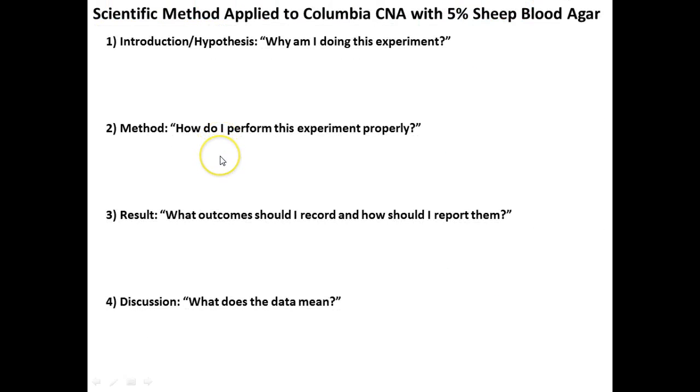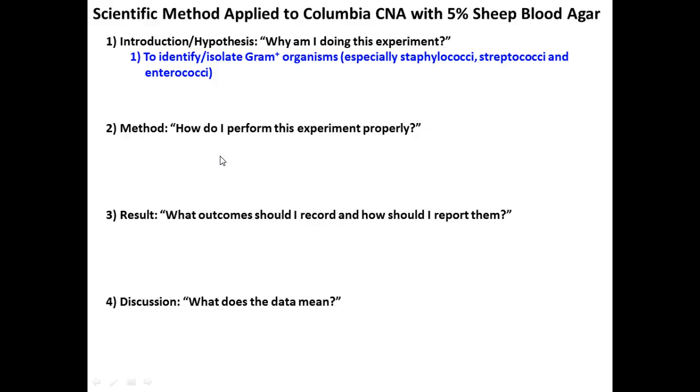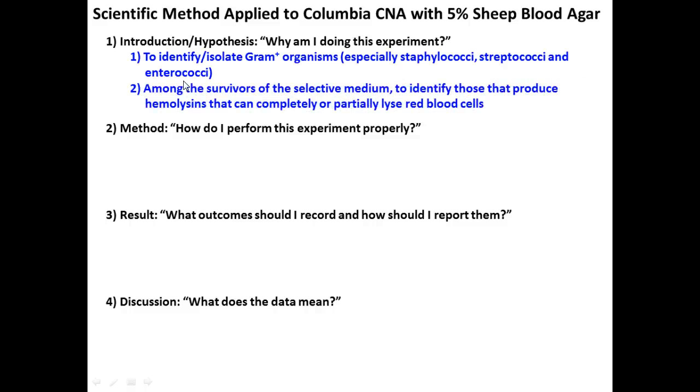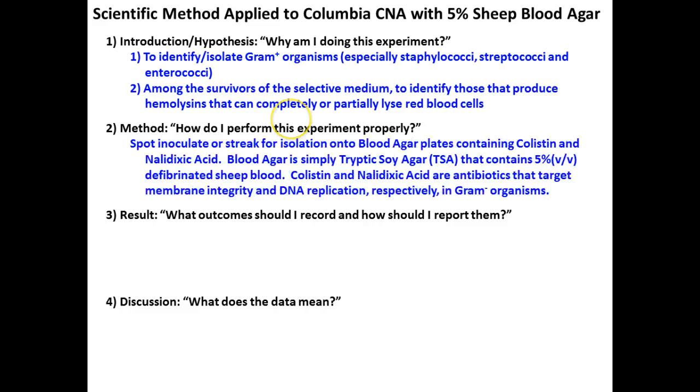So what are we trying to achieve here? We want to identify and isolate gram positives, like staphylococci and streptococci and enterococci, which is typically why they're using this in clinical specimens. And then we want to go one step further. Among the survivors, we can determine if at all they lyse the red blood cells, and to what degree. Is it complete beta hemolysis, or is it incomplete alpha hemolysis?